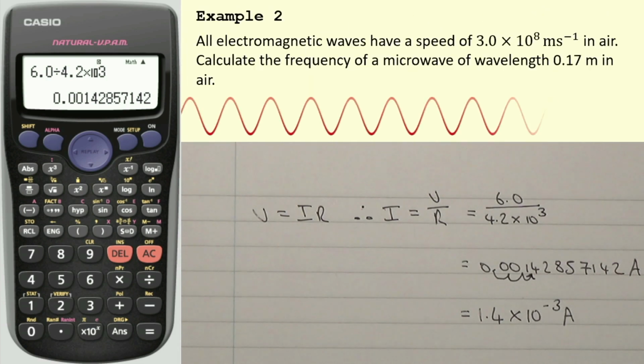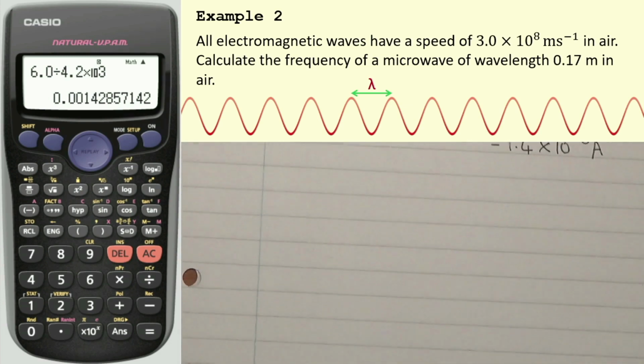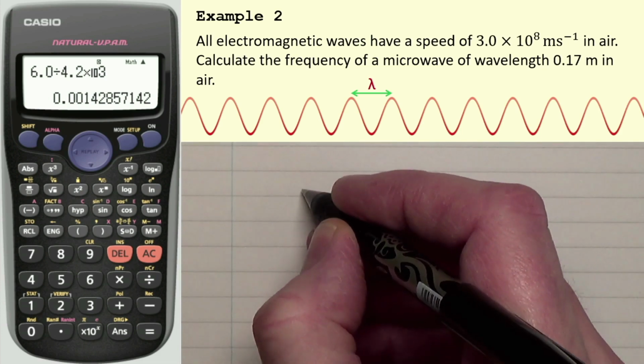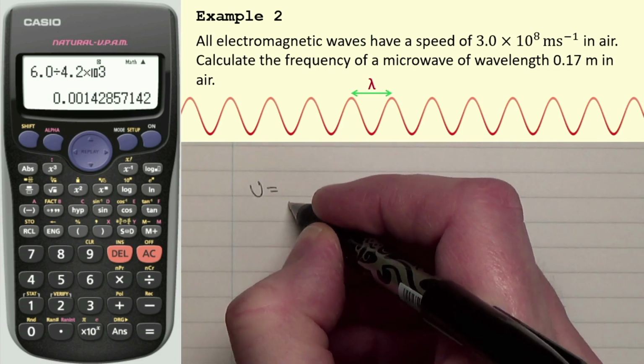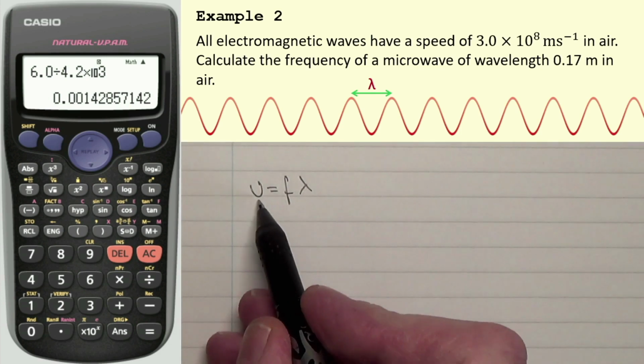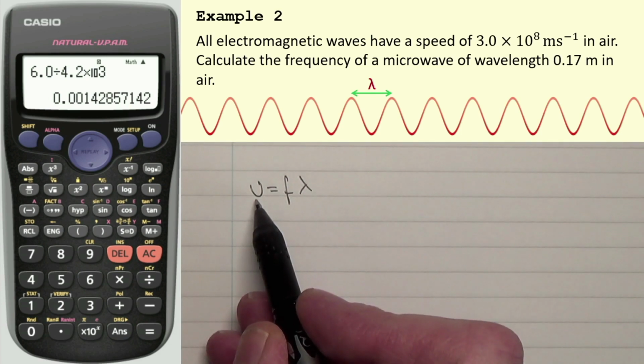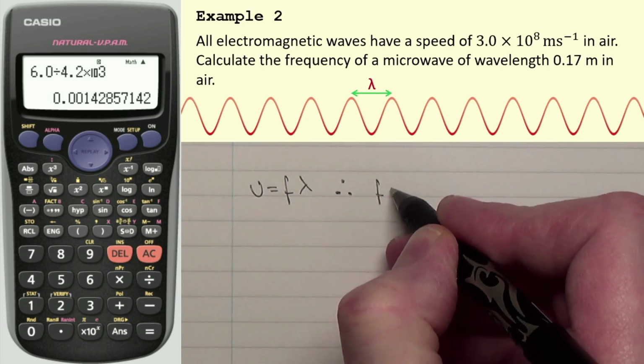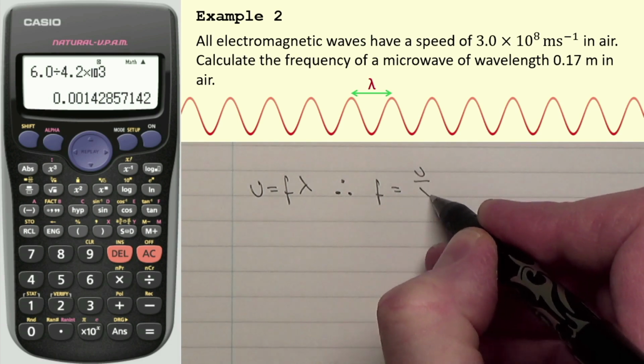So example number 2 says, all electromagnetic waves have a speed of 3.0 times 10 to the power of 8 meters per second in air. Calculate the frequency of a wavelength 0.17 meters in air. So again, don't worry if you don't know the equation, because I'm going to tell you the equation is v equals f lambda. Now this v this time is actually speed and not voltage as it was before. It's also a lowercase v. And I'm going to rearrange that equation to give me frequency f equals v over lambda.